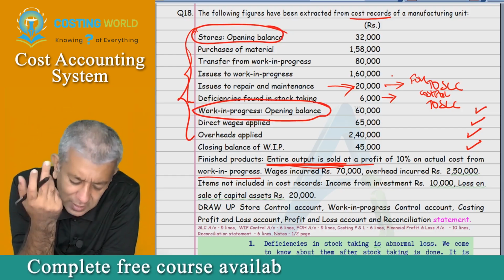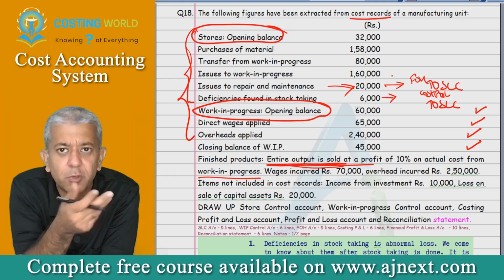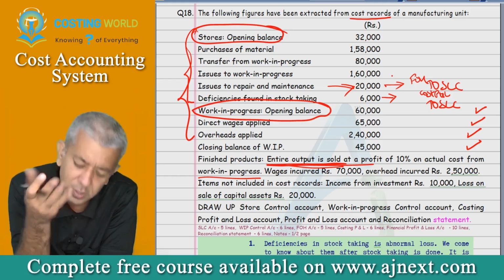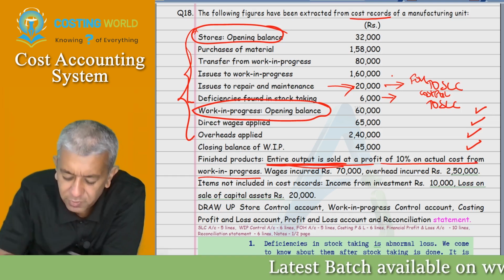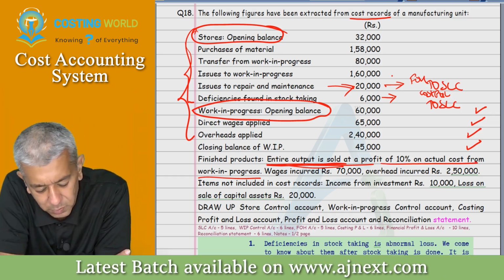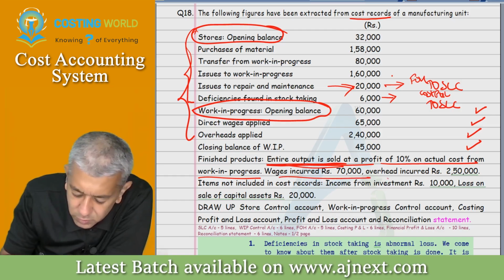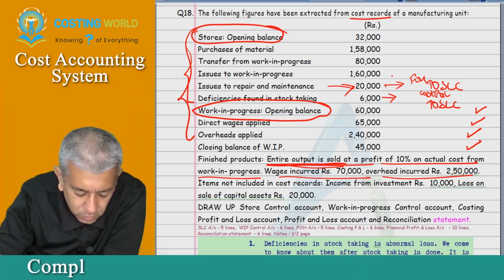And they are saying that whatever we have produced, we must have produced in this particular period because there was no opening stock. It is all sold only. So now there will be no closing stock also. But it is sold at a profit of 10% on actual cost from WIP. Wages incurred are 70,000. Overheads incurred are 2,50,000.